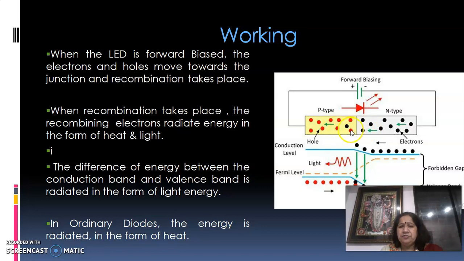The difference of energy between the conduction band and the valence band is radiated in the form of light energy. That is the energy which it had absorbed while moving from the valence band to the conduction band. The same energy is radiated by the electron when it is moving back from the conduction band into the valence band in the form of light. In ordinary diodes, this energy is radiated in the form of heat when hole-electron recombination takes place. So in both, hole-electron recombination takes place. In normal diodes, heat is radiated, whereas in LEDs, light is radiated.